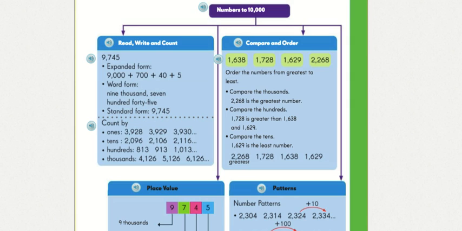This is a number listed. If you remember, when you see that comma, you say 1,000. So this number would be 9,745. Written in the expanded form, 9,000 plus 700 plus 40 plus 5, and the word form spelled out with letters. Standard form, I always say that's just the plain old number.